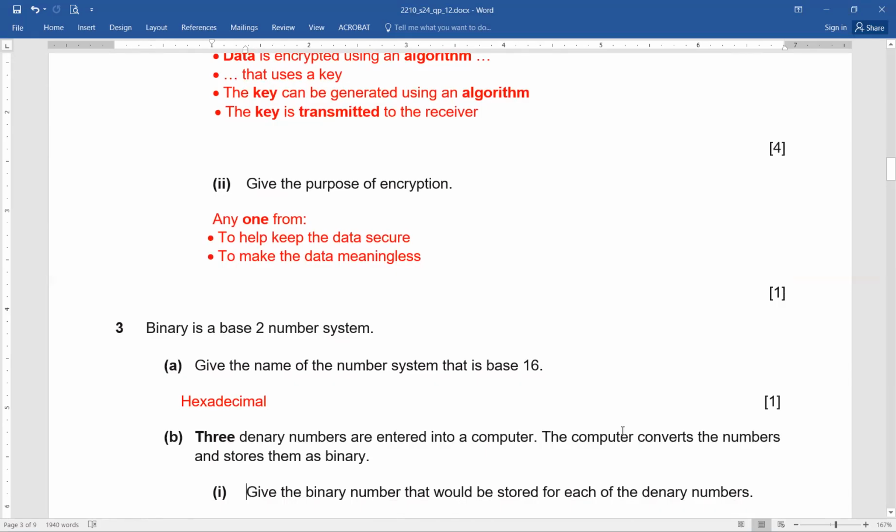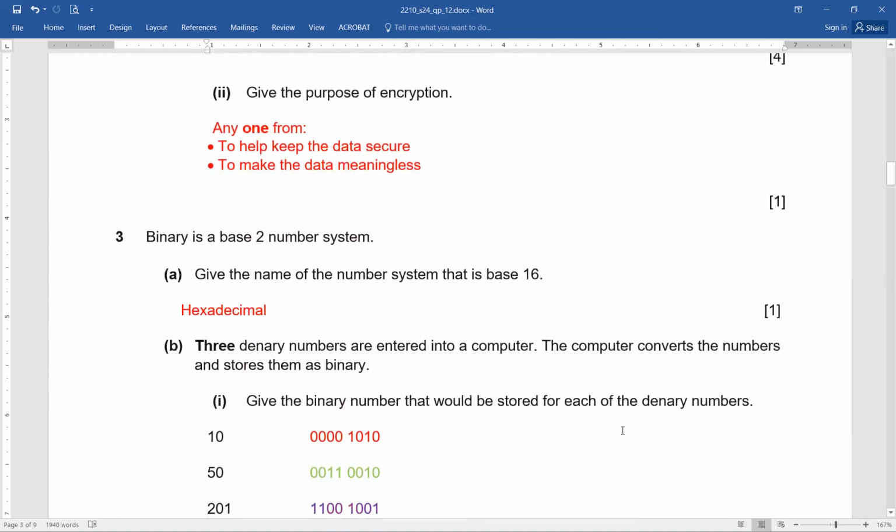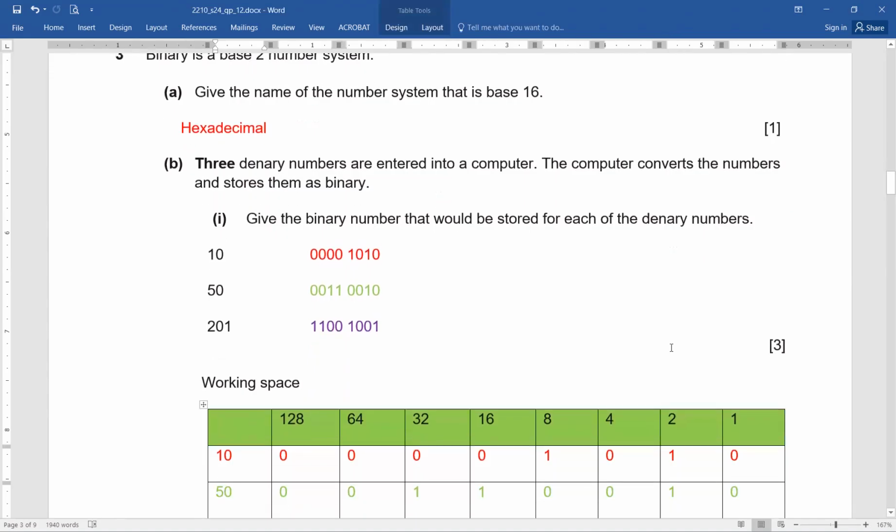3 denary numbers are entered into a computer. The computer converts the numbers and stores them as binary. Give the binary number that would be stored for each of the denary numbers. So we are given 3 denary numbers. One is 10. Be cautious. It's not binary 10, it's denary 10, because they have mentioned that it's a denary number. Be cautious. Be very clear about the terminologies so that you are not going to miss them out.